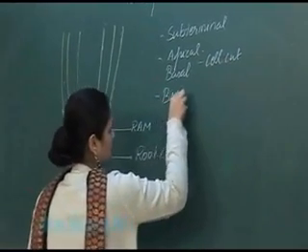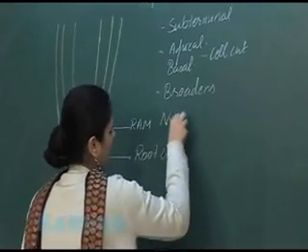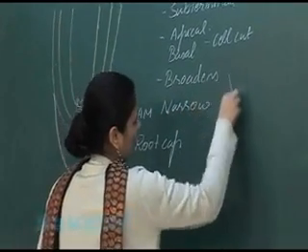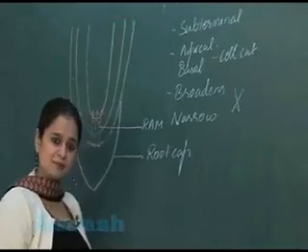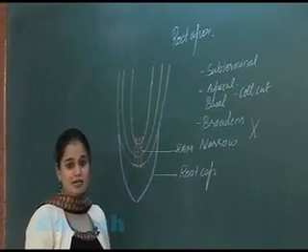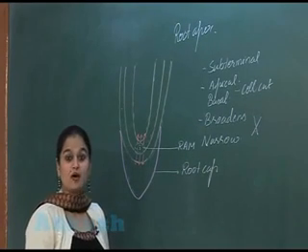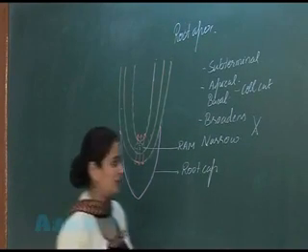And now the broadening and narrowing of the apex, it is absent. So got this? So here again now we have to see the different theories which explain the organization of root apex.